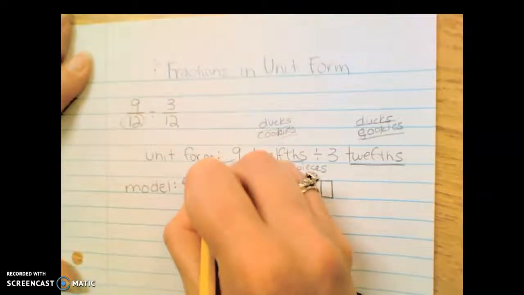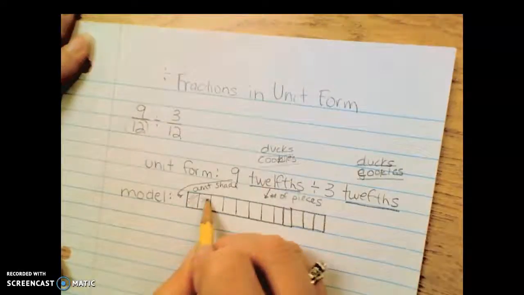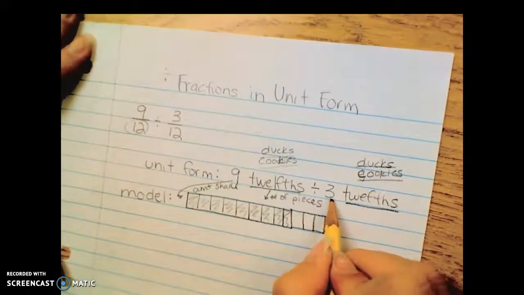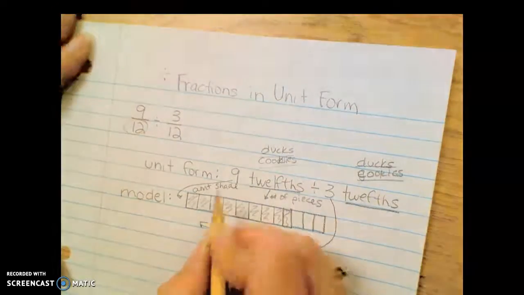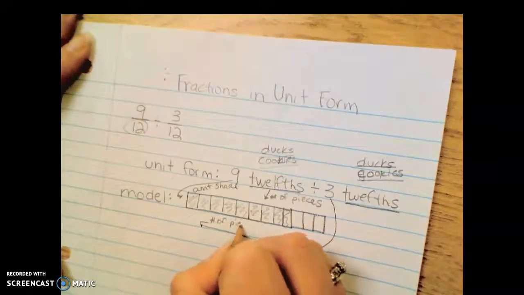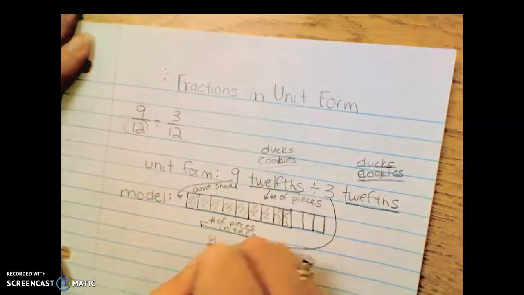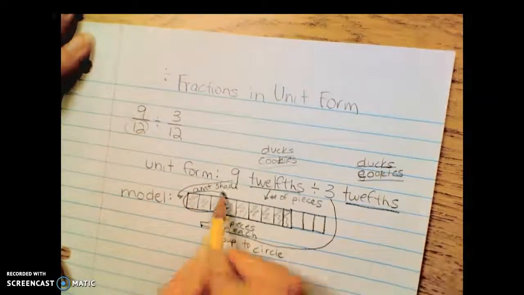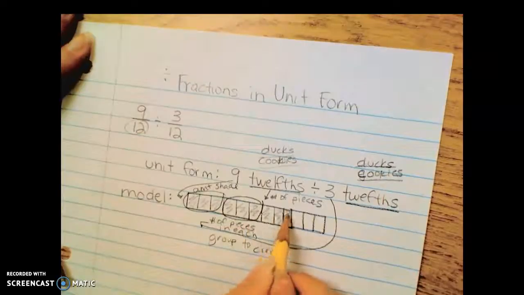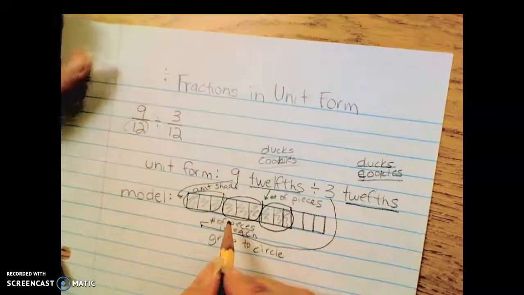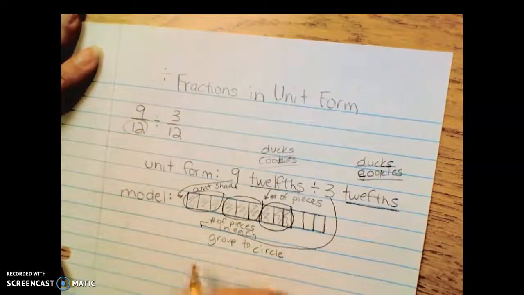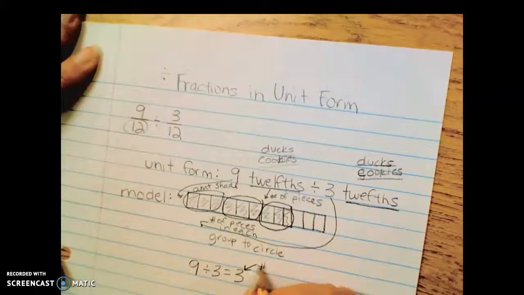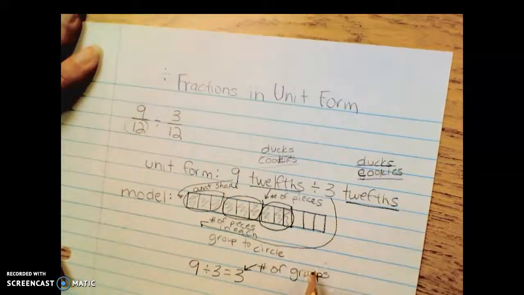So let's say amount shaded. So 1, 2, 3, 4, 5, 6, 7, 8, 9. And then our 3 is the number of pieces in each group to circle. So 1, 2, 3, 1, 2, 3, 1, 2, 3. So we know that our answer is 3. 9 divided by 3 equals 3. And that 3 is the number of groups, which are our circles right there.